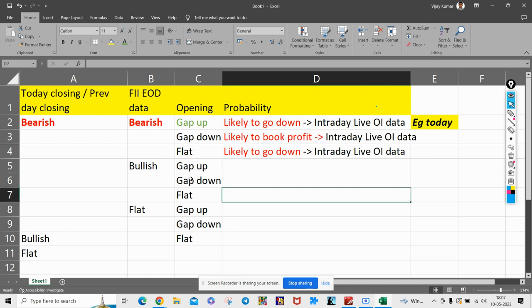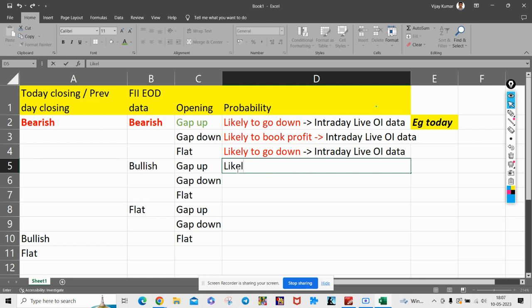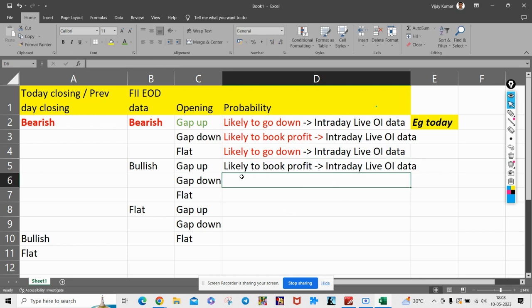So now think of the other two cases. See, when the previous day closing is bearish and we have bullish EOD data, the market again has three scenarios. It can only do gap up, gap down, and flat. So if it is a gap up, what can happen if the position is bullish? Again the same thing, likely to book profit, and then based on intraday live data, it can take the future direction. If it is gap down, it's the reverse. It's likely to go up instead of down.